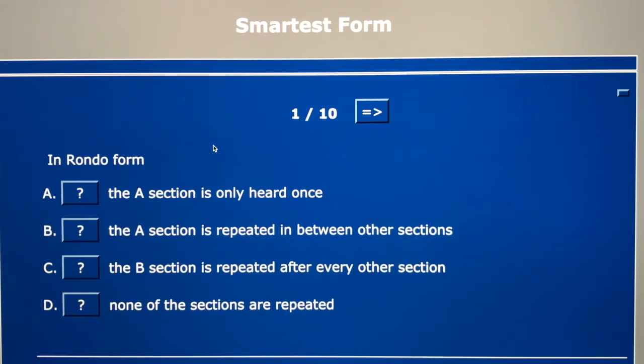Question number 1. In rondo form, the A section is only heard once. Answer B, the A section is repeated in between other sections. C, the B section is repeated after every other section. Or D, none of the sections are repeated. So which one of those is the right true statement?